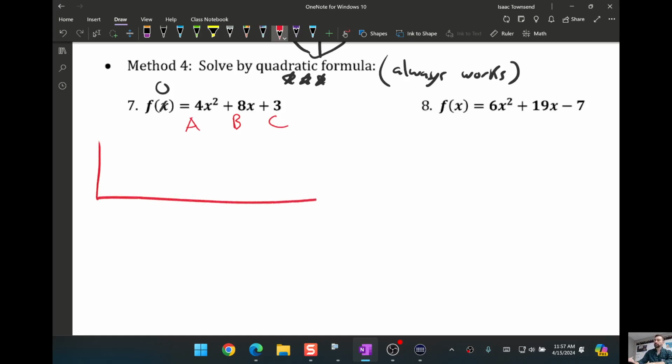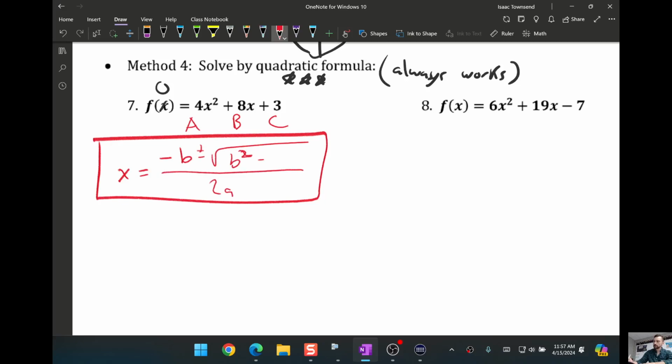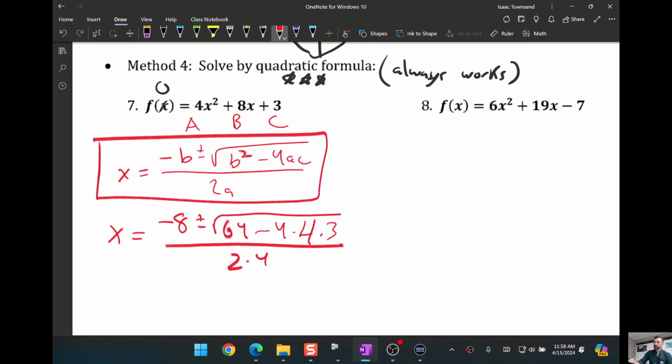The first step is you have to memorize the quadratic formula correctly. You need to plug the numbers in as it says to. So opposite of b, plus or minus the square root of b squared. 8 squared would be 64. Minus 4 times a, which is 4, times c, which is 3. Put all of that over 2 times a.